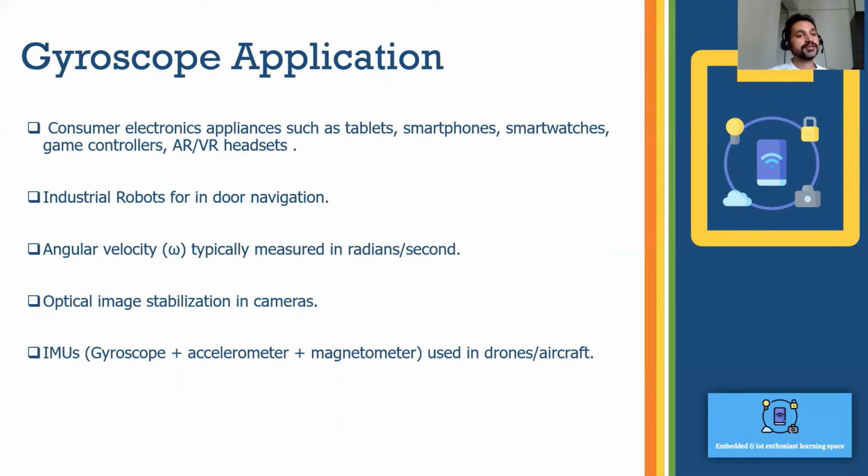Then another key application is industrial robots. For indoor navigation, gyroscope is being used. Eventually, even in the medical space, robotic surgery, where a robotic arm is doing surgery, gyroscope assistance is also used. And optical image stabilization: in all these cameras, image stabilization needs tilt compensation, and tilt compensation is being done using the feedback from gyroscope.